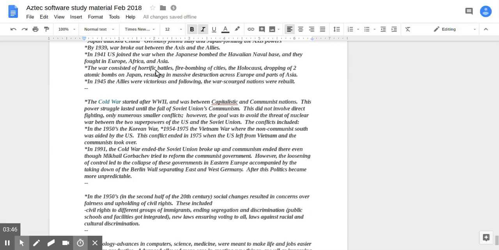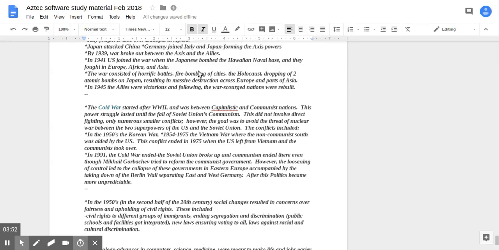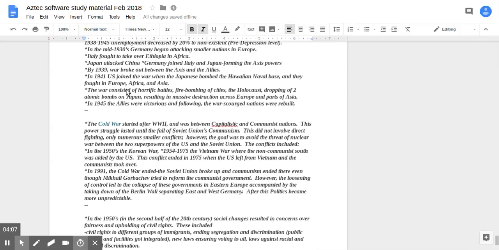The war consisted of horrific battles, fire bombing of cities, the Holocaust, and the dropping of two atomic bombs on Japan, resulting in massive destruction across Europe and parts of Asia. In 1945, the Allies were victorious, and following the war, scourged nations were rebuilt.